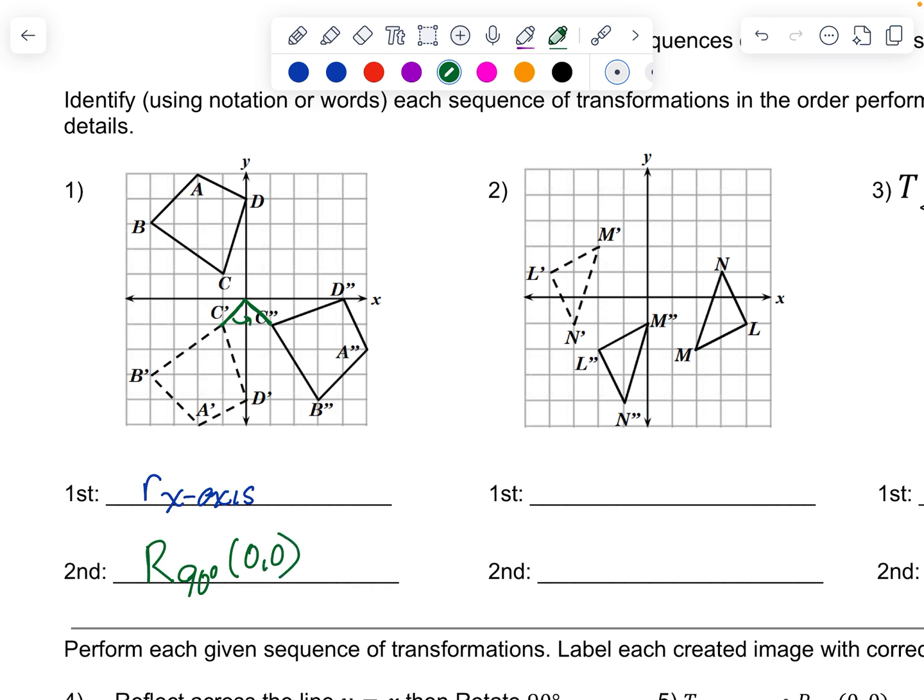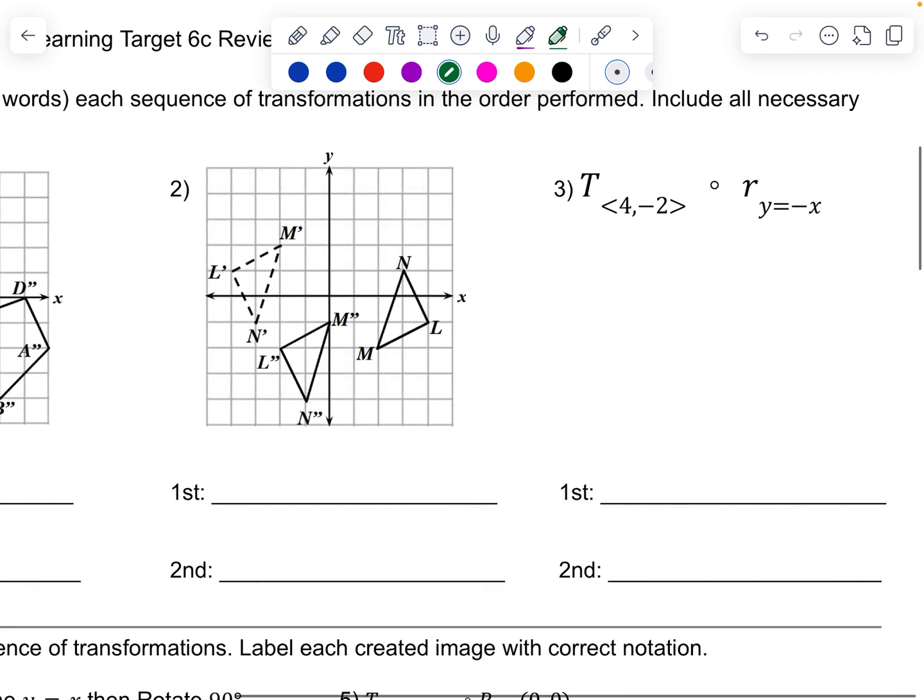Remember, when we write our rotations in notation, we assume that they're going counterclockwise. All right, I'll let you try and figure out problem number 2.